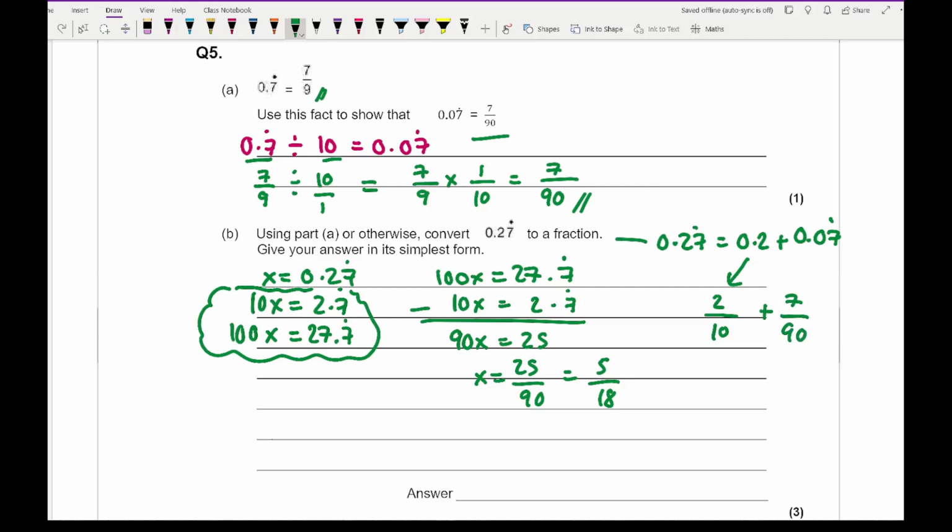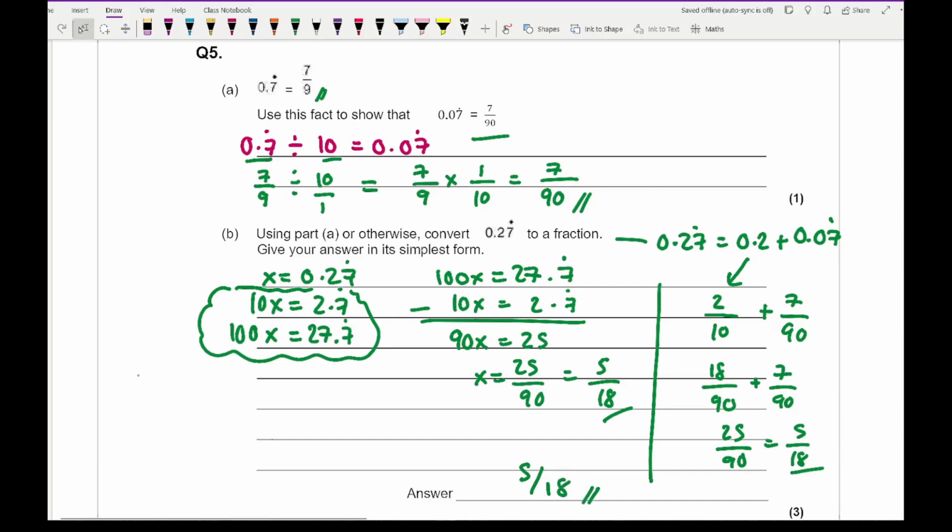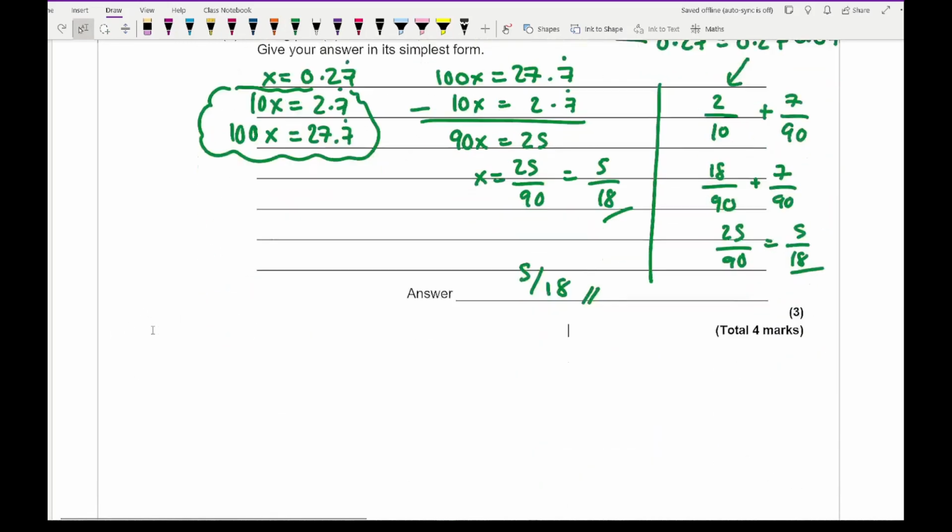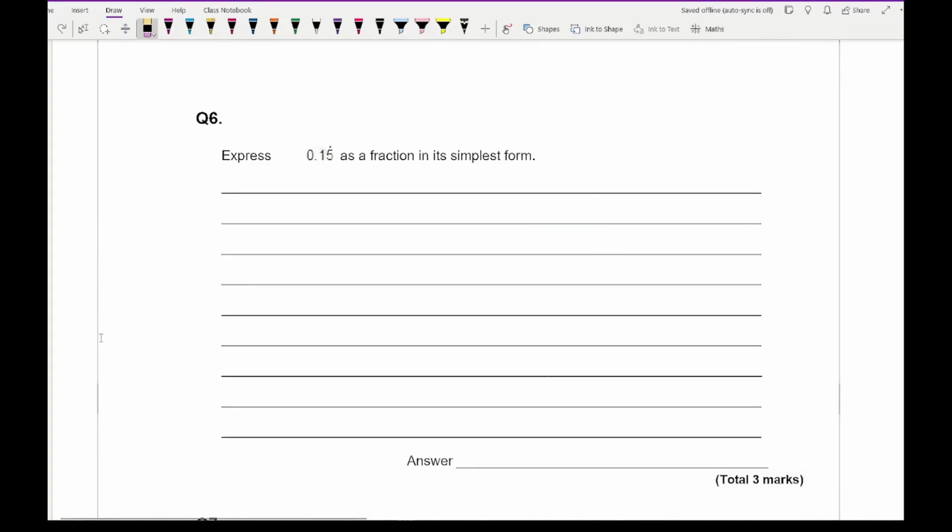Now this as a fraction is 2/10 plus, we've been told, 0.07 recurring is 7/90. So if you try and convert this by adding fractions, we need a common denominator, so we multiply this by 9, so we have 7/90, which then becomes 25/90, which simplifies to be 5/18. As you can see, we both get the same answer. So whether you use your answer in part A or you just do it afresh, you should still come out with the same answer.